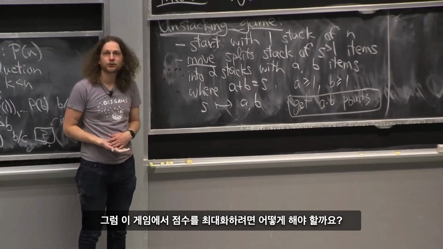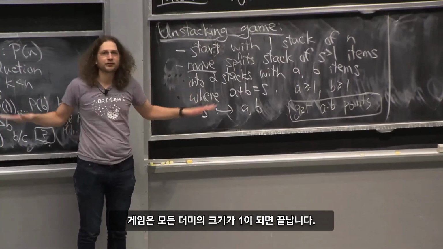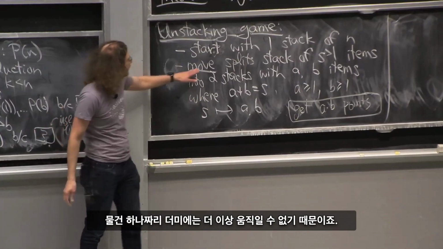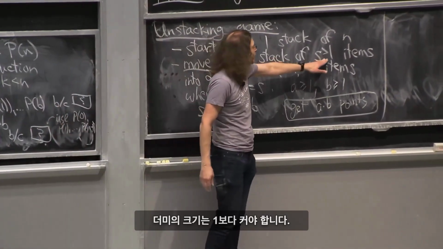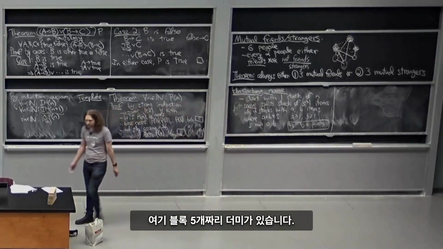How should I maximize my score in this game? What's the best strategy? The game ends when all your stacks have size 1 because you can't make a move on a stack of one item. It has to be greater than 1 items. So let's try. Here I have a stack of 5 blocks.